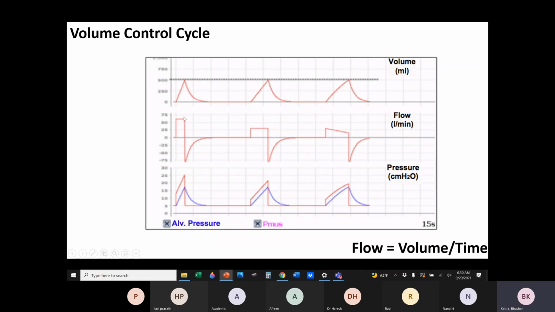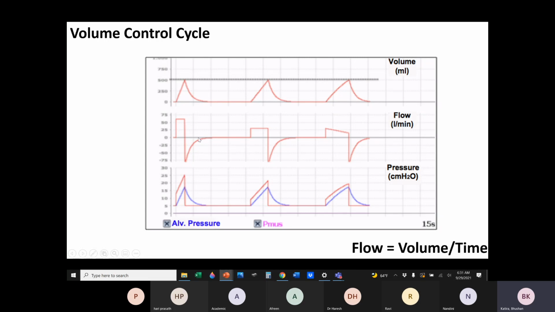And then when the flow starts to come down, which is when you start breathing out, here is the expiration, and the pressure drops back to baseline pressure, and that's how you cycle. The pressure is being determined in a volume control cycle. It is not being set. How is it determined? A, it is determined by the condition of the lung, and B, it is determined by the way you have set up the ventilator.